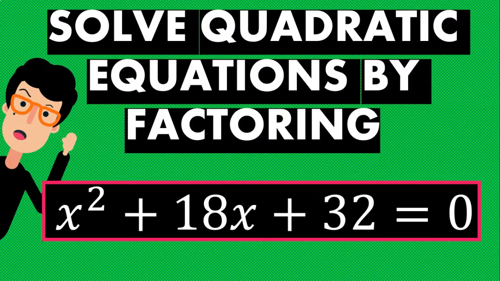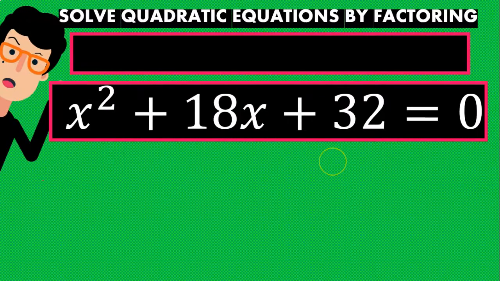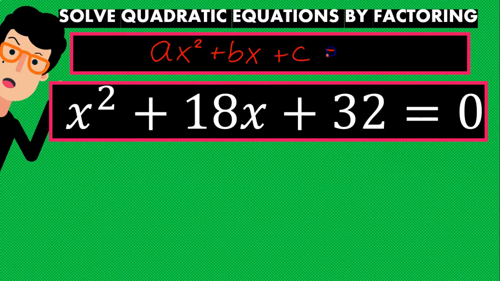Welcome back, everybody. In today's video, we're going to be learning how to solve quadratic equations by factoring. So let's begin. The first equation is x to the power of 2 plus 18x plus 32 is equal to 0. The first thing you want to make sure is that you have the standard equation, so ax squared plus bx plus c is equal to 0.